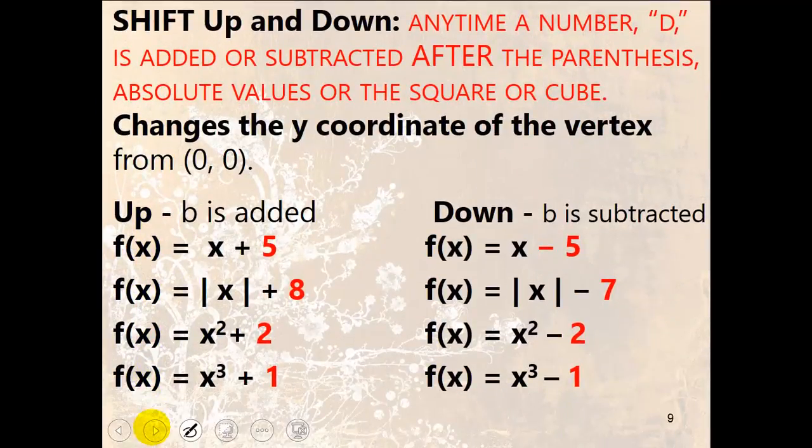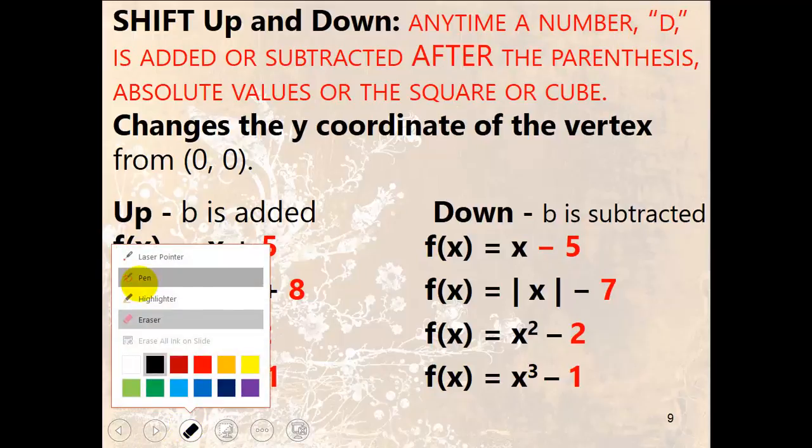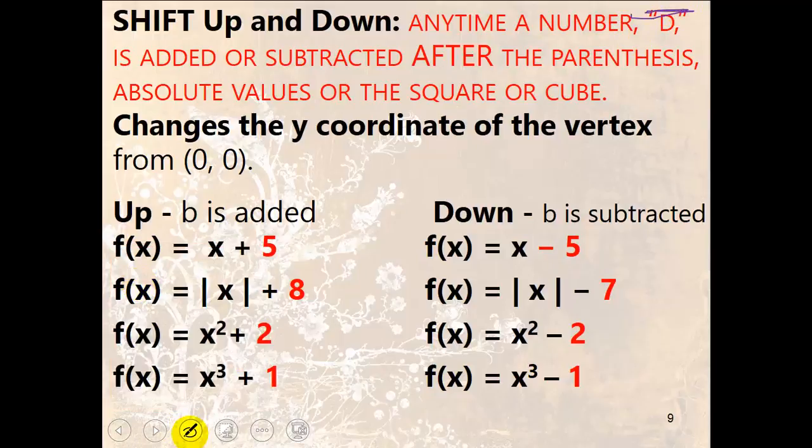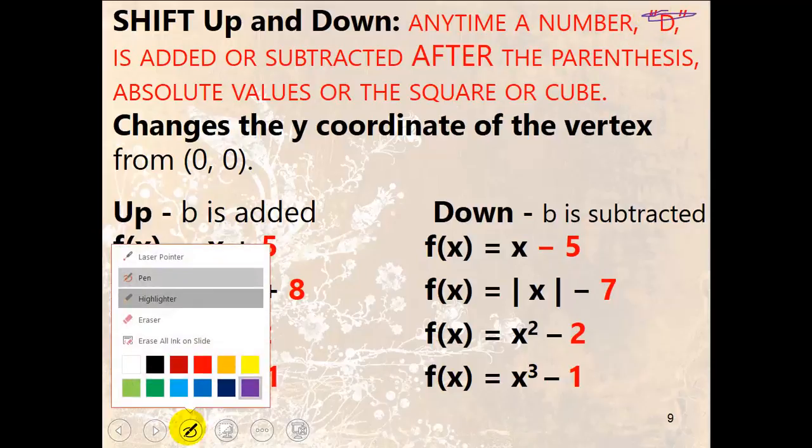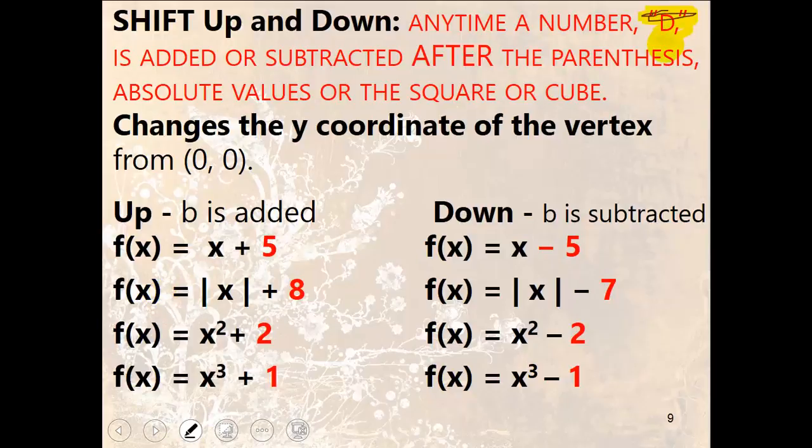Our final transformation is a shift up and down. So look for a number D. A number D, we just call it something different so we don't get confused. A number D that is added or subtracted after the parentheses or the absolute value or anything being squared or cubed, okay? So notice what's happening here.